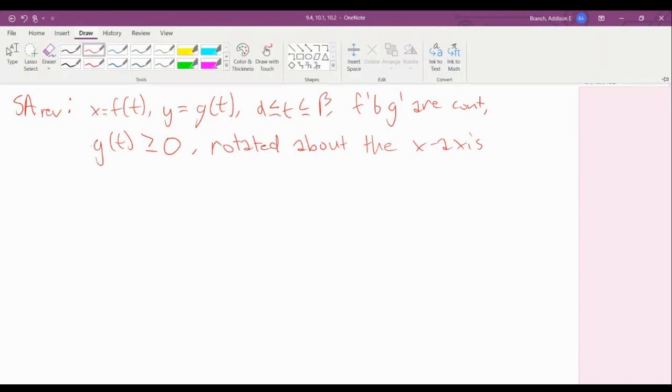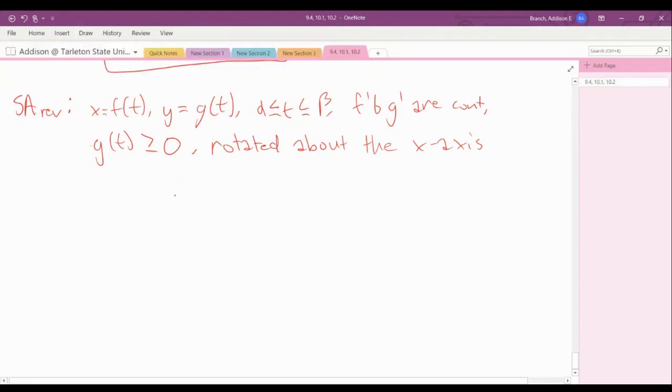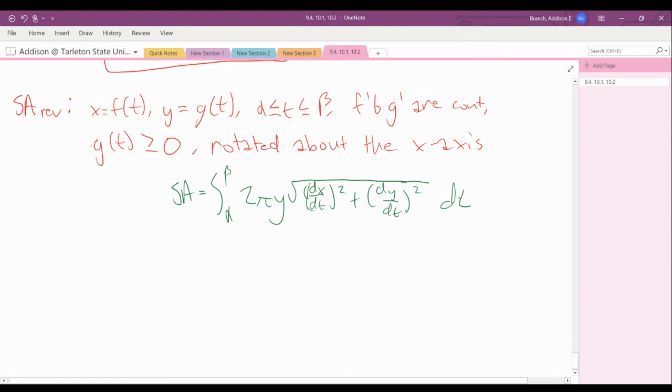And if this is the case, our formula is going to be the integral from alpha to beta of 2 pi y times the square root of dx over dt squared plus dy over dt squared dt.